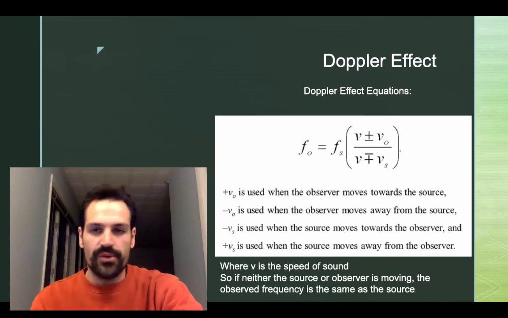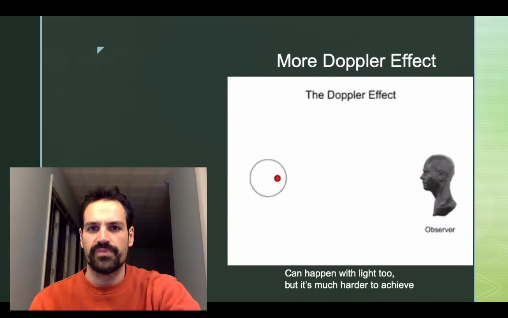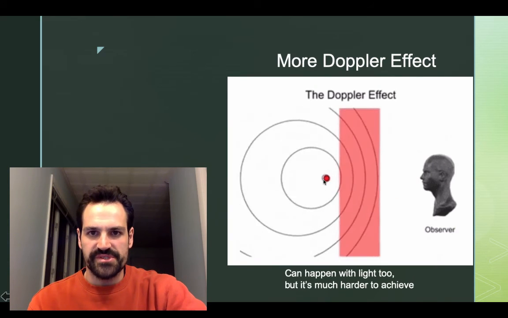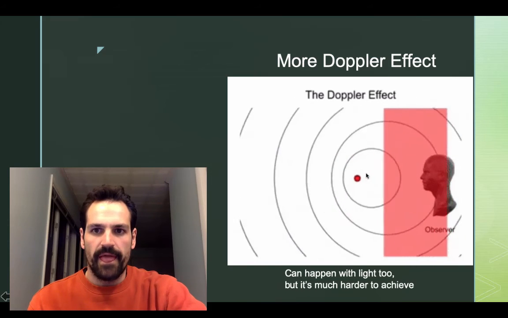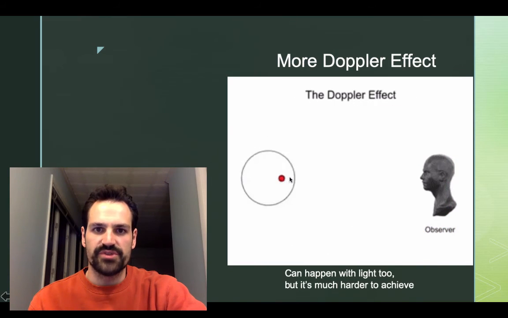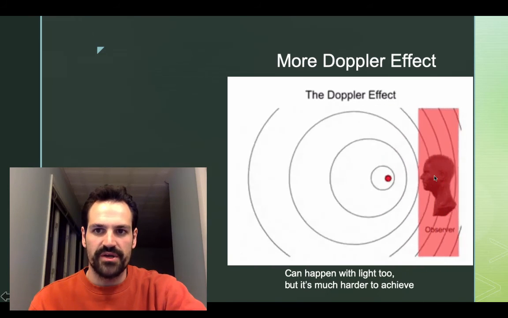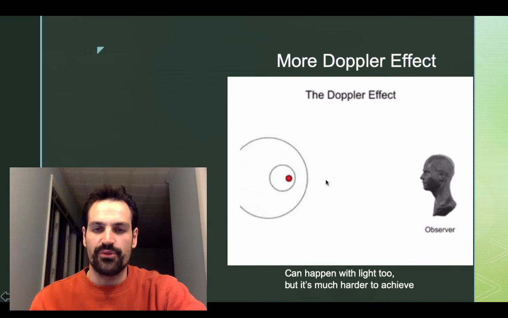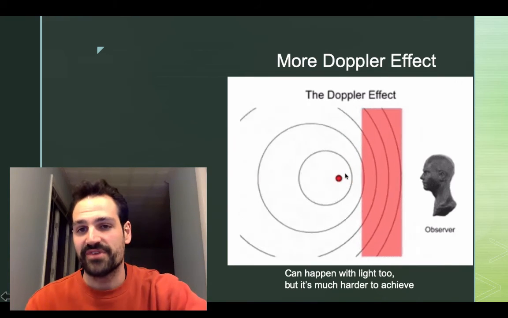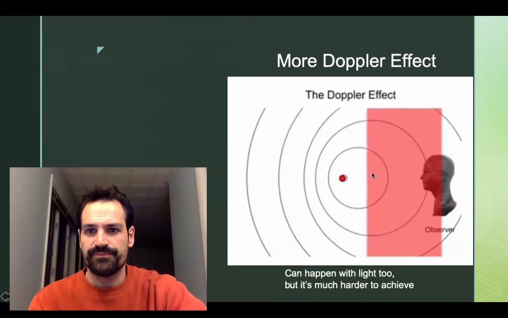So let's look at some GIFs of how this looks. So notice this source is moving towards the observer. And as it's moving towards the observer, you see how the waves are more closely packed together, this red area, but when it's moving away from the observer, now you see how the waves, for a very brief amount of time, were further apart from each other.